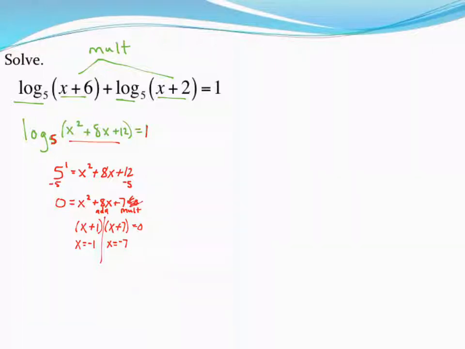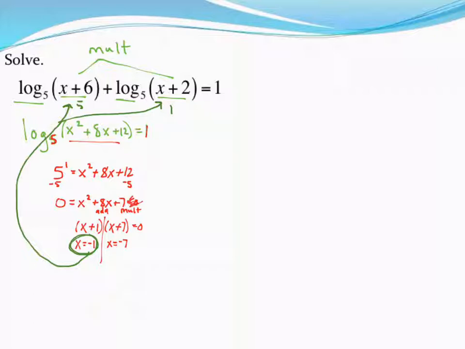And see what would happen. For example, if I plugged in negative 1 for x, well, negative 1 plus 6 is 5. 5's positive, so that part's fine. Checking over here, negative 1 plus 2 is 1. That's also positive. So negative 1 does not result in me taking the log of anything negative or 0. So negative 1 is a fine solution to this problem.